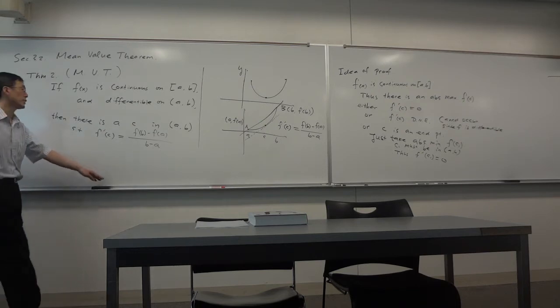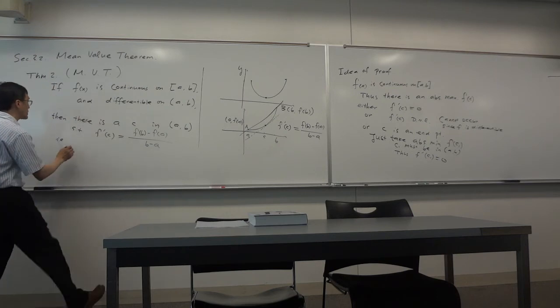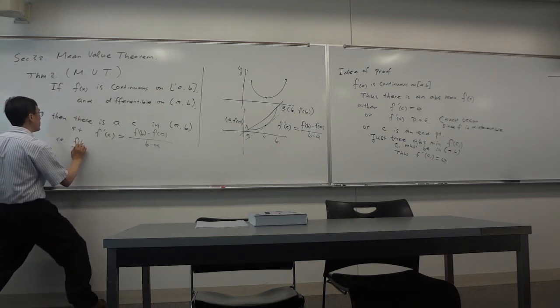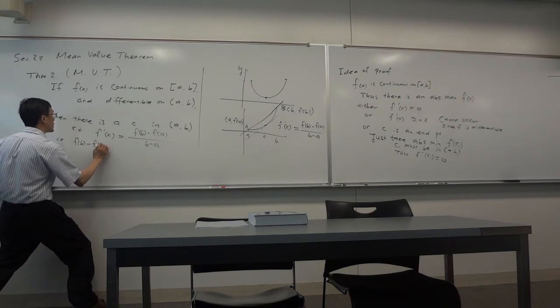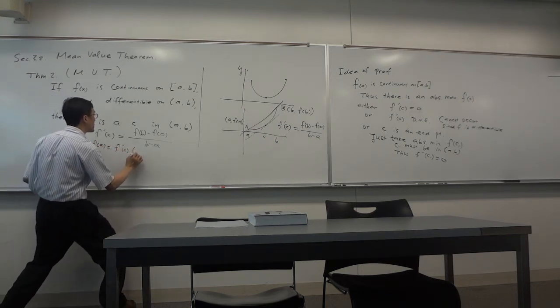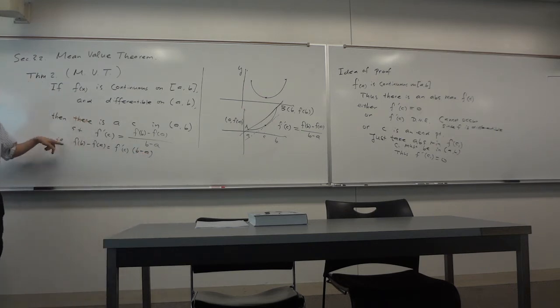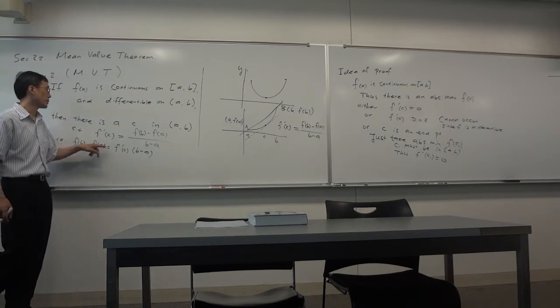Another way to put this equation is the following. This equation is obviously the same as f(b) minus f(a) equals f prime of c times (b minus a). Those are obviously the same equation, right? Equivalent. So you can state your mean value theorem in this format.